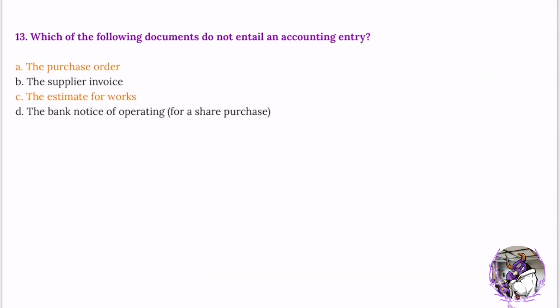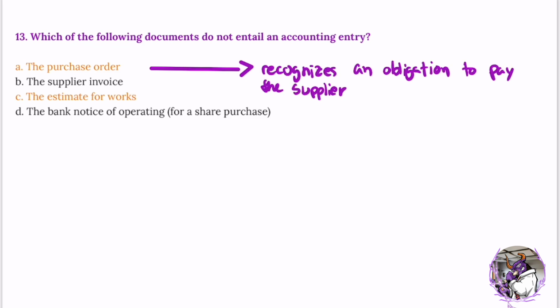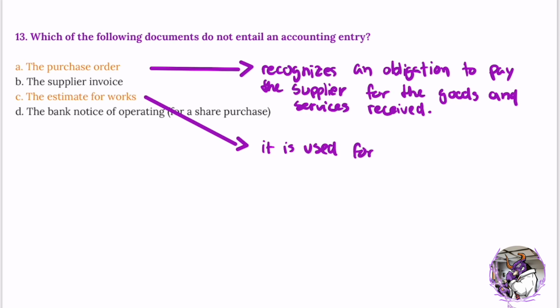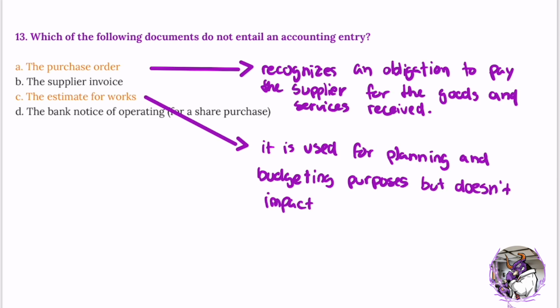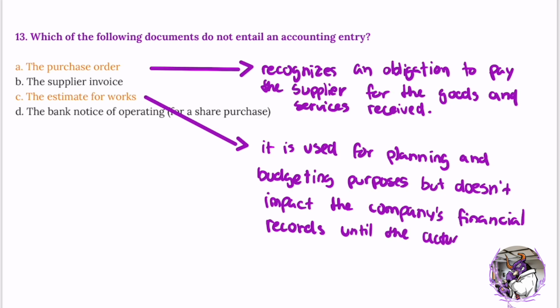Question 13. Which of the following documents do not entail an accounting entry? So the correct answers are A and C. A, the purchase order, because it recognizes an obligation to pay the supplier for the goods and services received. And option C, the estimates for work, as it is used for planning and budgeting purposes, but doesn't impact the company's financial records until the actual work is performed.